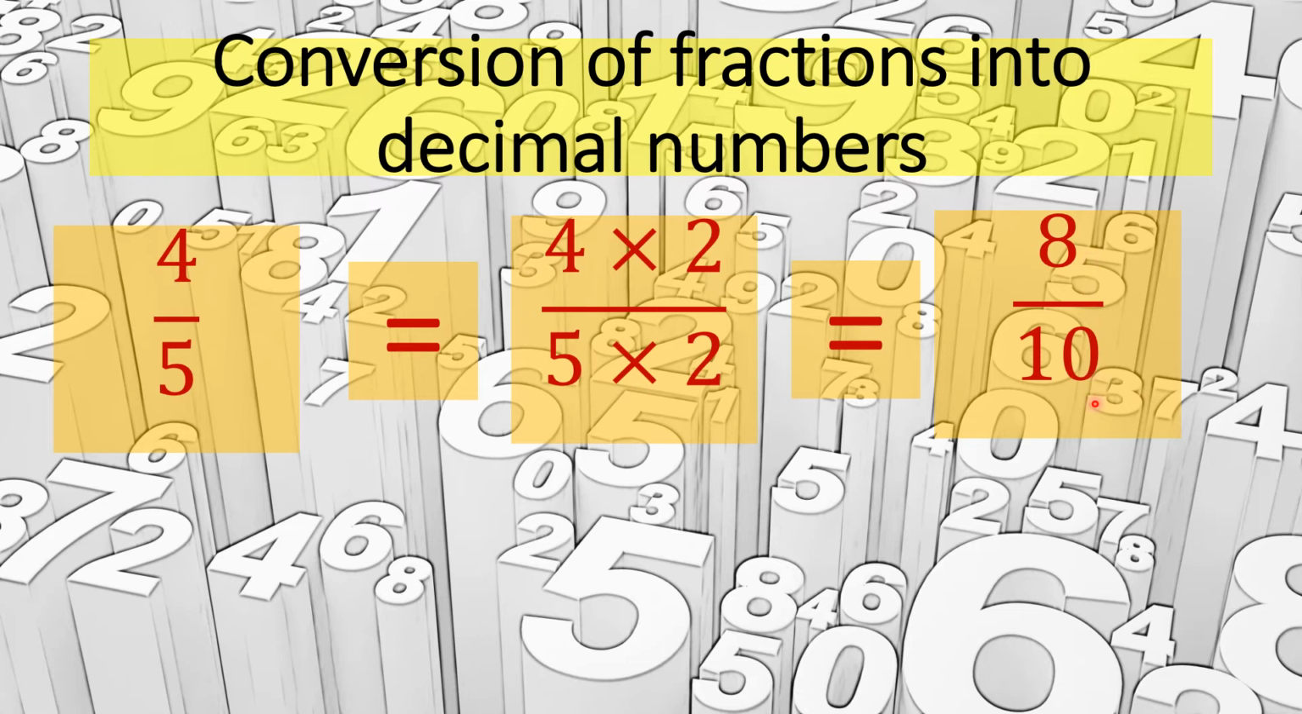Now it is a decimal fraction and we can easily convert it into a decimal number. How? We will just count the zeros. Here there is only one 0 in 10. So we will put the decimal point after one digit. It means here. So your decimal number is 0.8.